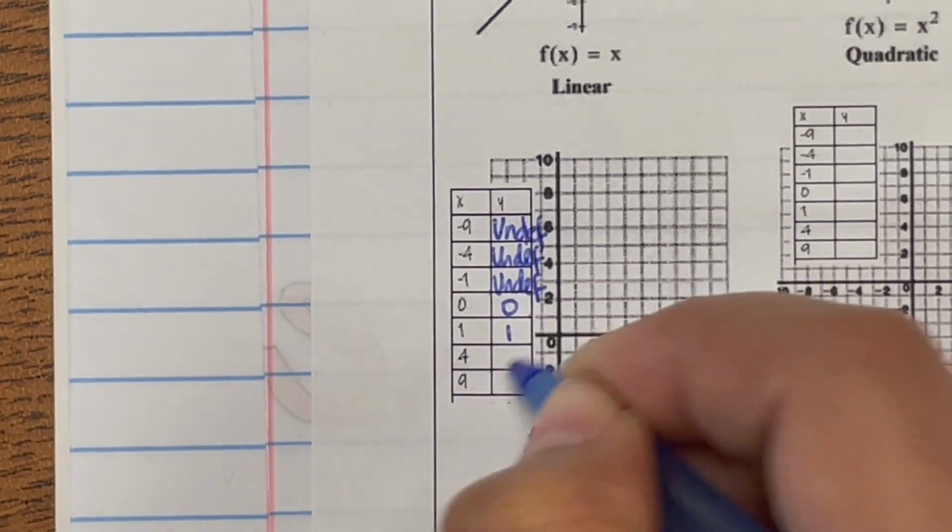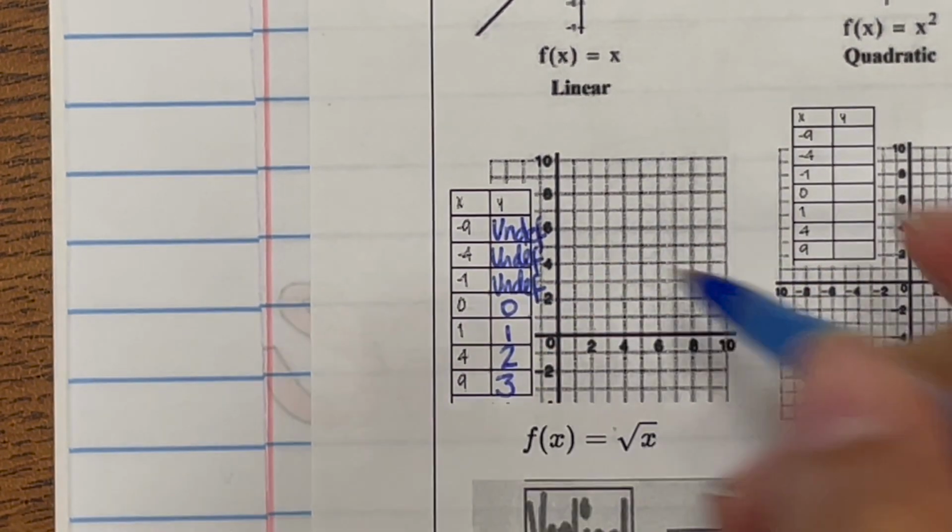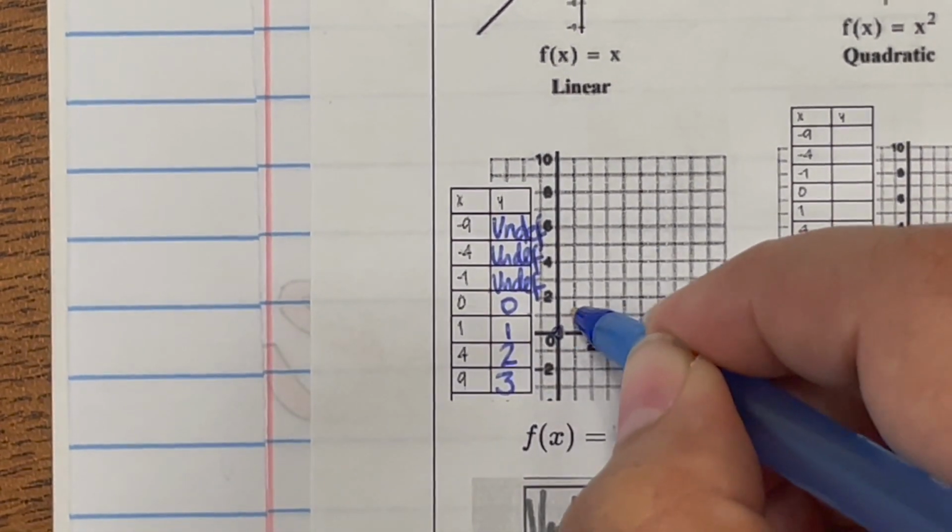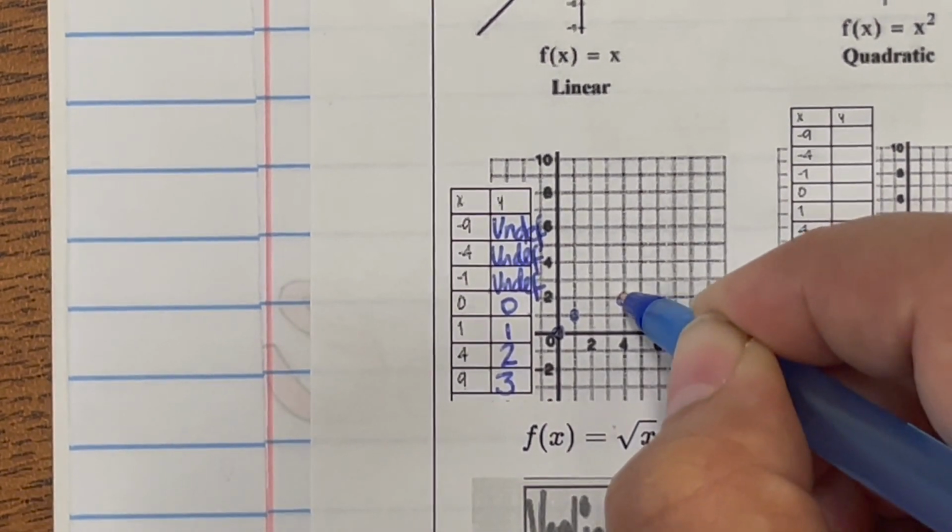Square root of 0, 0. Square root of 1, 1. Square root of 4, 2. Square root of 9, 3. Go ahead and plot those coordinates. So you can't plot the undefined. 0, 0, 1, 1, 4, 2, and 9, 3.